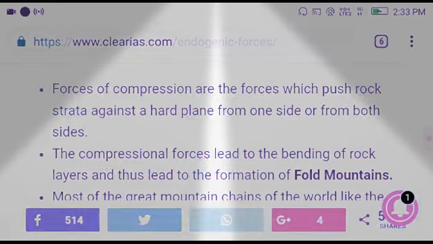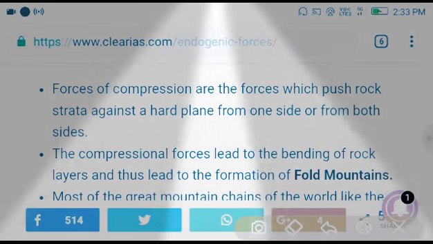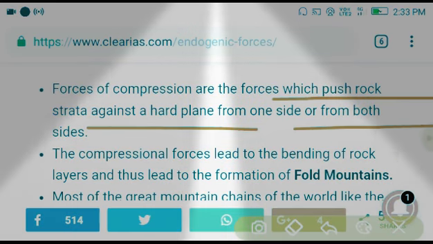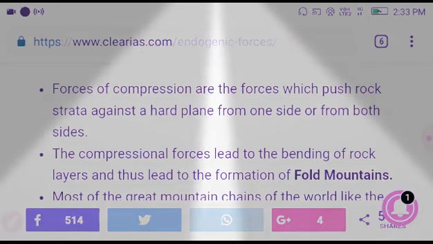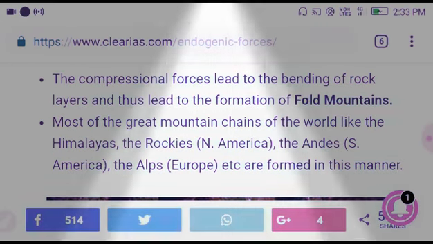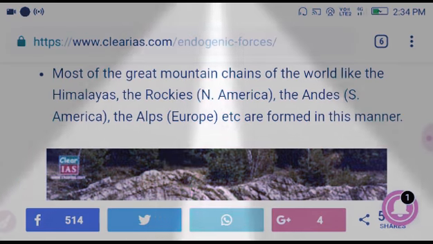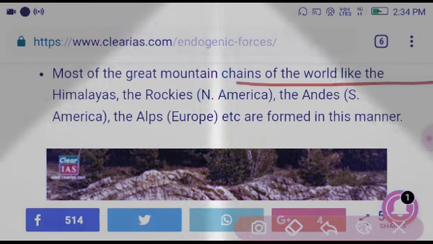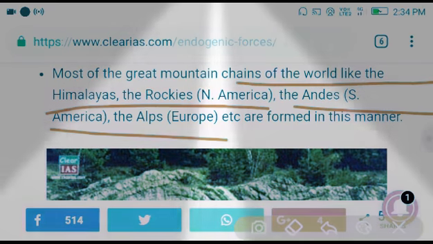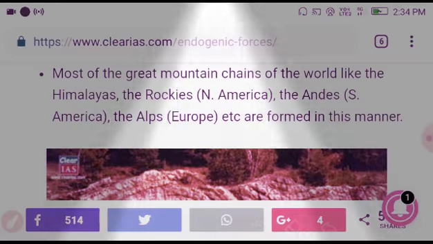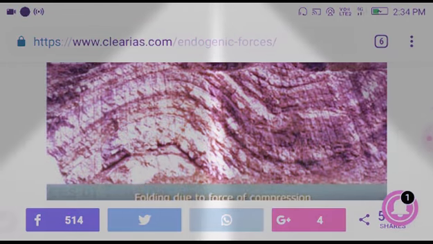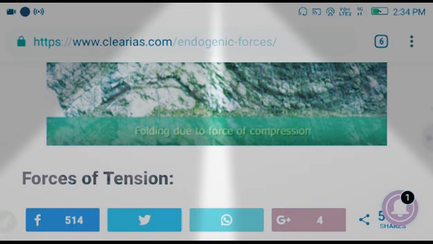Forces of compression push rock strata against a hard plane from one side or both sides. The compressional forces lead to the bending of rock layers, and thus to the formation of fold mountains. Most of the great mountain chains of the world, like the Himalaya, the Rockies of North America, the Andes of South America and the Alps of Europe, are formed in this manner. Here you can see the bending, and how all these mountains are formed.